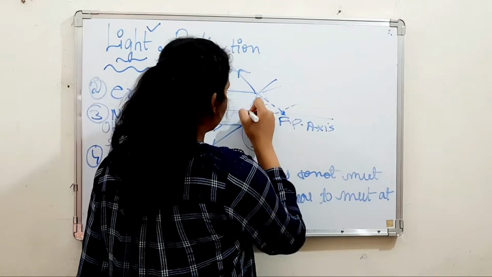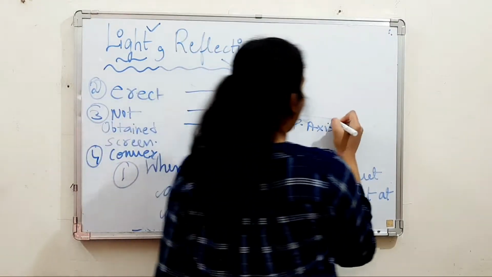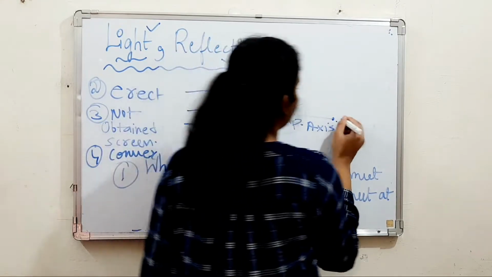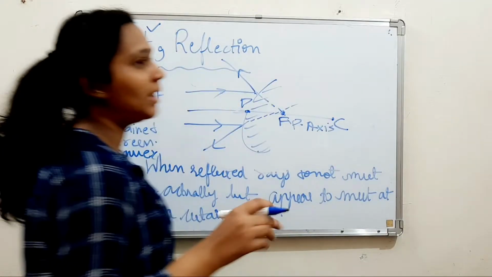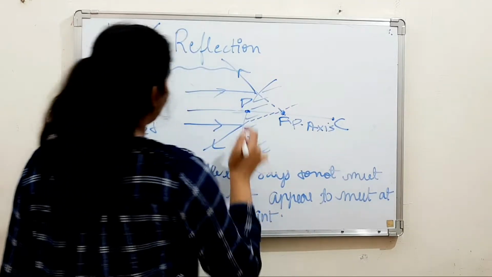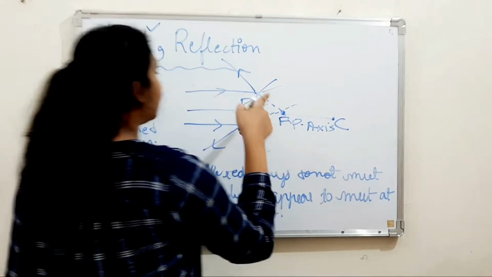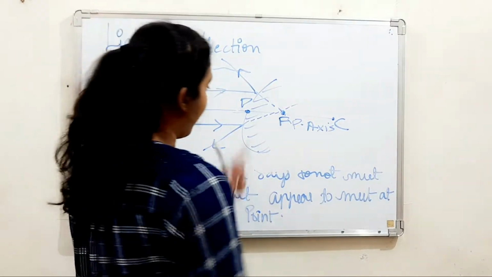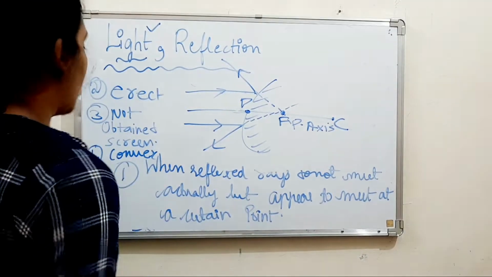This is the focus. This is the center of curvature, and this is the focus. This is the pole, and this is the center of curvature. We will study all of this, but this is actually the concept of virtual images. They do not actually meet, but they tend to meet. They actually do not meet, but they appear to meet at a certain point.